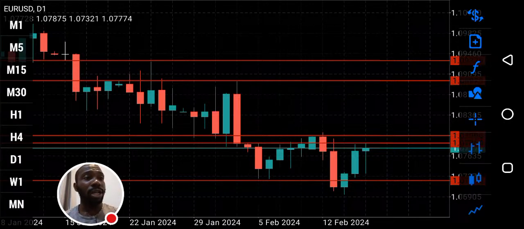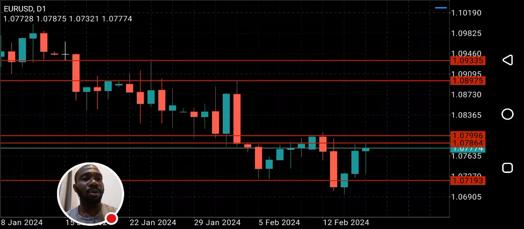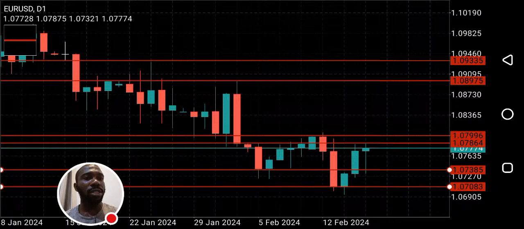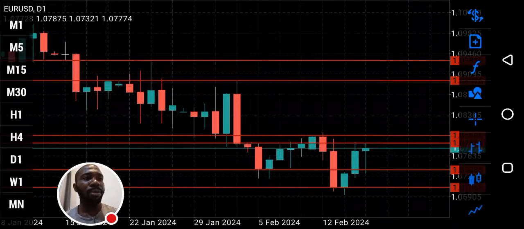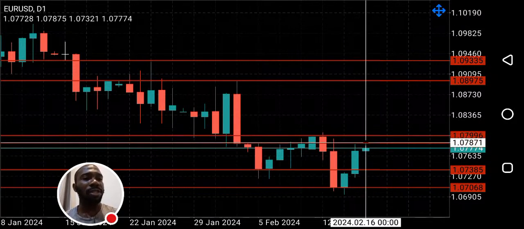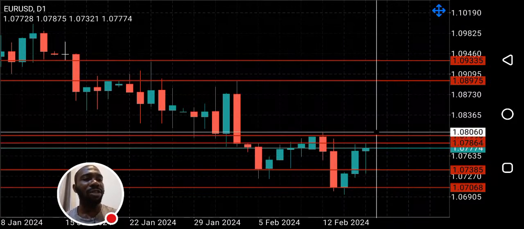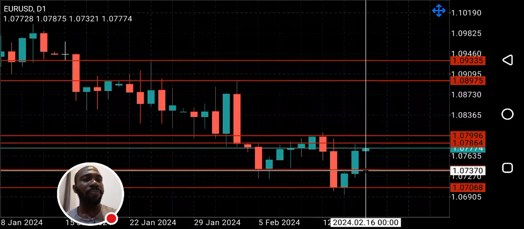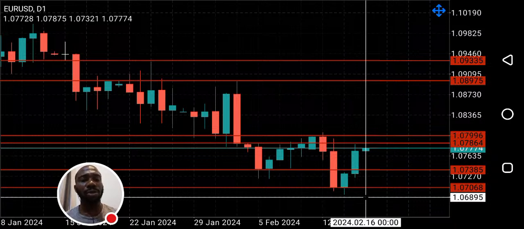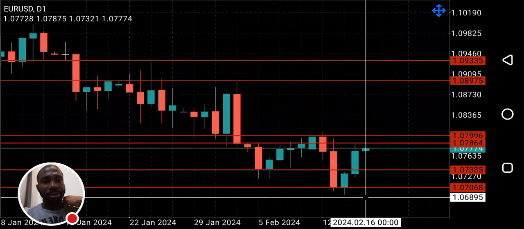You should only consider selling if this support demand zone is broken. That is when you should consider selling. So if you are selling below the demand zone or below the support zone, your stop loss should be at the resistance zone. And if you are buying above the resistance zone, your stop loss should be at the support zone or a few pips below the support zone. I hope that is clear.